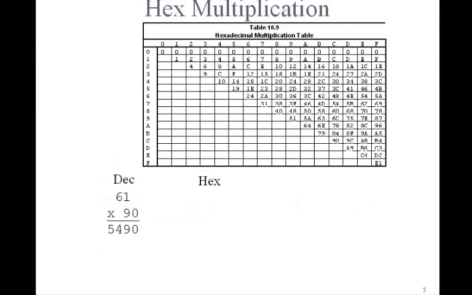But let's see how it works. Suppose we want to multiply the decimal 61 by 90. The answer is 5490. Well, 61 in hex is 3D, and 90 in hex is 5A. Well, you do it the same way. You need A times D. Well, you look here, you have A times D. You see it's 82. So you put down the 2 and carry the 8. So A times D is 82. You put down the 2, you carry the 8.